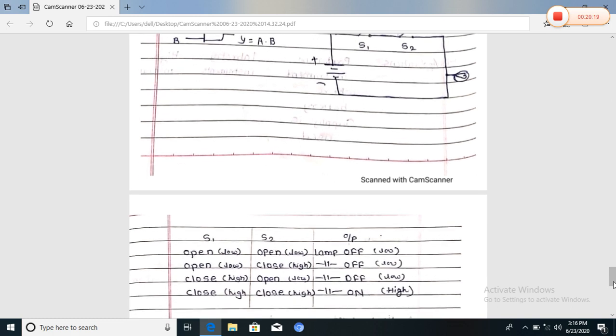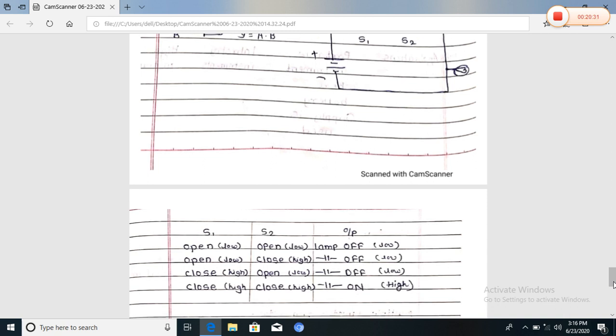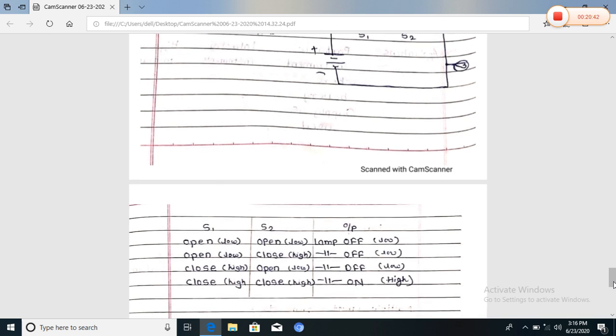Next condition, S1 is close. Close means high, that is a 1, and S2 is open, which means 0. In the truth table of the AND gate, that is the 1 0 condition. In that 1 0 condition, output Y is equal to 0. So the LED is off, that is low.